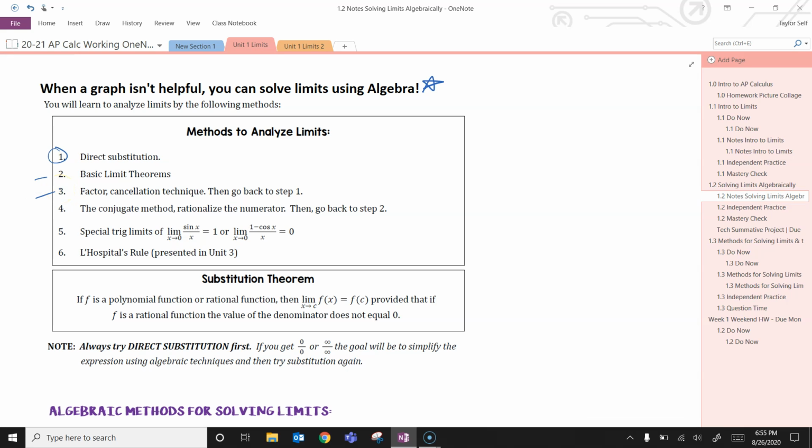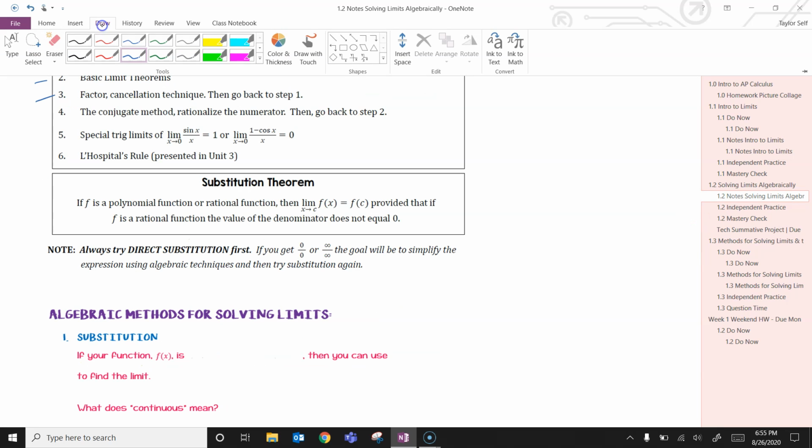Eventually, we will know all of these. The substitution theorem is an important theorem, but I'm going to put it in my own words. So if you want to know it, you can come back and read it. But for today, we're just going to go with how I phrase it.